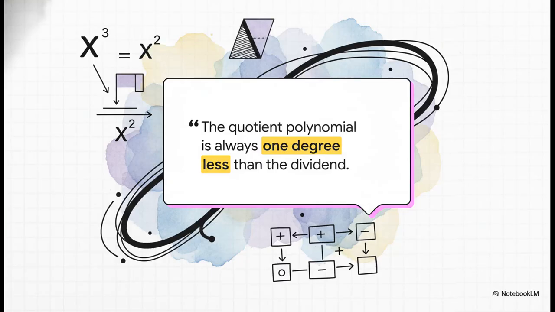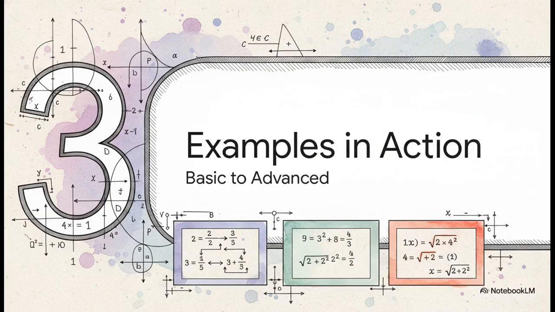Now, once you have your row of numbers at the end, how do you turn that back into an answer? Well, that's where this key idea comes in. Your answer, the quotient, is always going to have a degree that's one less than the polynomial you started with. So if you started with an x cubed, your answer is going to start with an x squared. Simple as that. All right, theory is one thing, but let's actually see this thing in action. We're going to walk through 3 examples, starting with a nice basic one and then working our way up to a couple of the trickier situations you might run into.